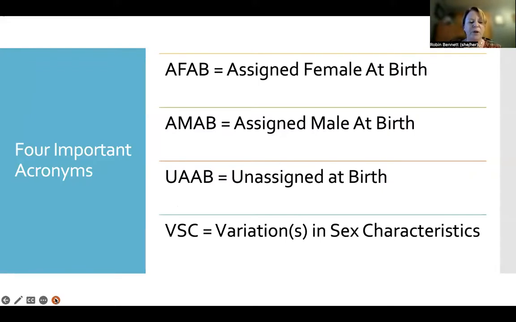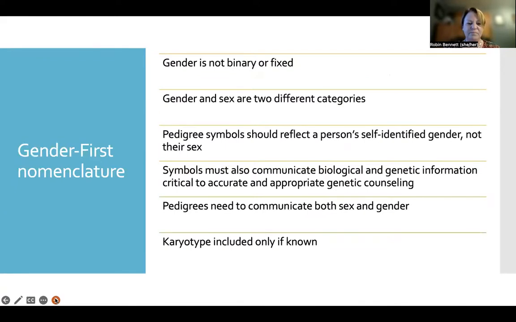So four important acronyms are assigned female at birth, AFAB, assigned male at birth, AMAB, unassigned at birth, UAAB, and variations of sex characteristics, VSC. Next slide. So as I've already mentioned, gender is not binary or fixed. Gender and sex are two different categories, and we'll use some examples coming up.